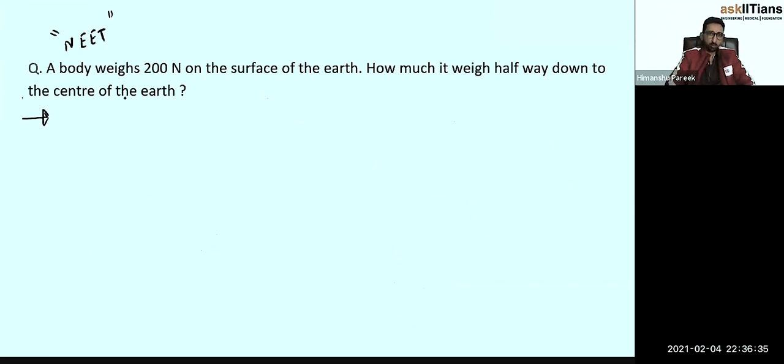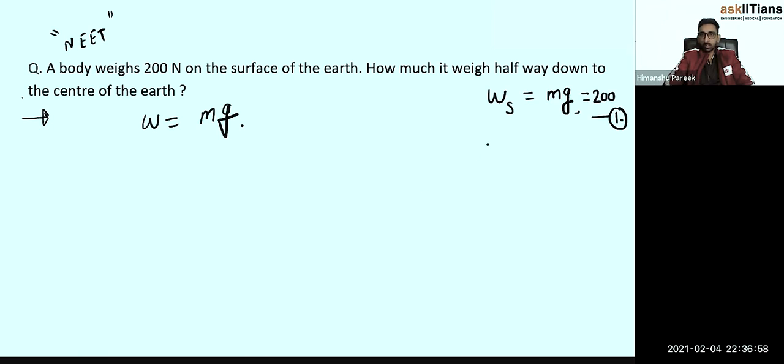So how can we solve this question? As I told you, weight means what? Mass of the body multiplied by gravity. That's the weight of the body. So on the surface of Earth, it is given as mass multiplied by gravity on the surface of Earth, which is equal to 200 newtons.